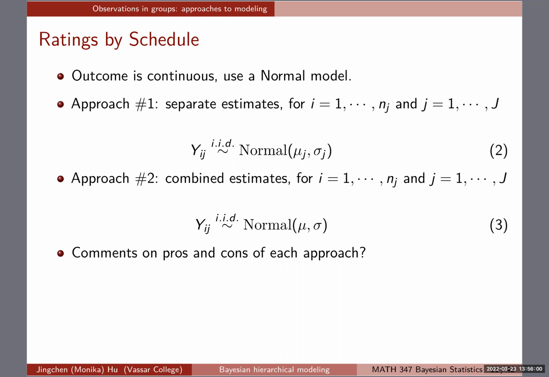Anyone? One thing our group talked about was for approach 2, you don't really have to worry about the sizes of the subgroups, and that kind of is relevant to our data set because we saw that Friday only had like 3 observations. So you don't have to worry about that if you do approach 2. But we also talked about how, although it doesn't really matter in this case, independence across subgroups might not always be true.